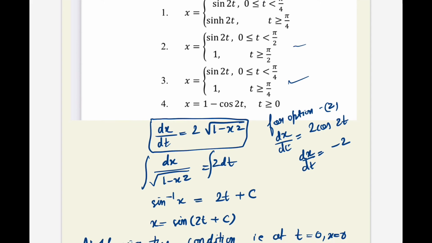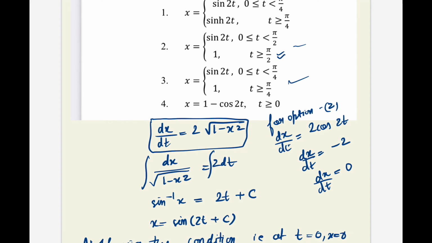Now for the other case, when t is greater than or equal to pi by 2, x equals 1, so dx by dt will be 0. So for the same value, that is t equals pi by 2, both are different. So option 2 is not continuous in nature.